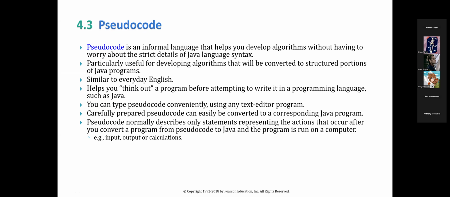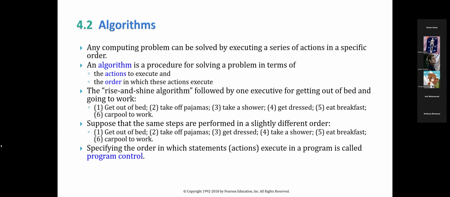A pseudocode is an informal language that helps you develop algorithms without having to worry about the strict details of Java language syntax. It is particularly useful for developing algorithms that will be converted to structured portions of Java programs. Similar to everyday English, I would say that this one, the recipe, get out of bed, take off pajamas, take a shower, get dressed, is already a pseudocode because it has actions and it has order. So this is a pseudocode of the algorithm.